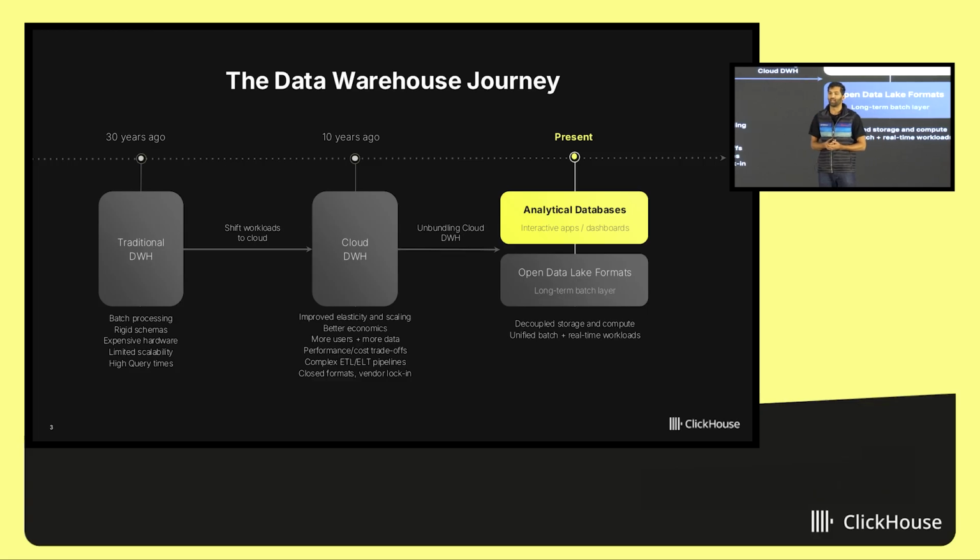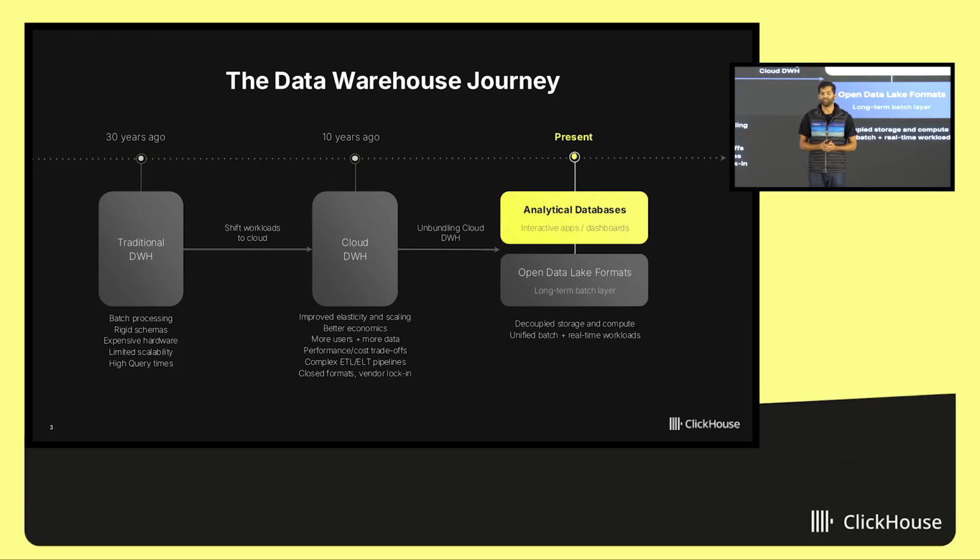About 10 years ago, we first saw the emergence of cloud data warehouses. Many of these on-prem workloads started moving to the cloud with the emergence of vendors like Snowflake and BigQuery. These are really powerful data warehouses. They brought separation of compute and storage, pay-as-you-go pricing, the ability to serve more users, and elasticity. But ultimately, these were still monolithic applications, and they had complex ETL processes, closed data formats, and brought a lot of vendor lock-in.